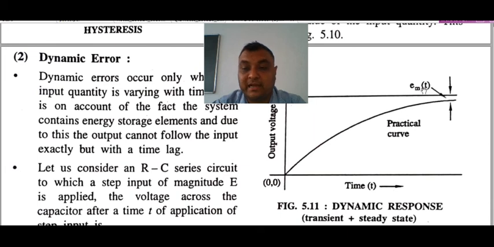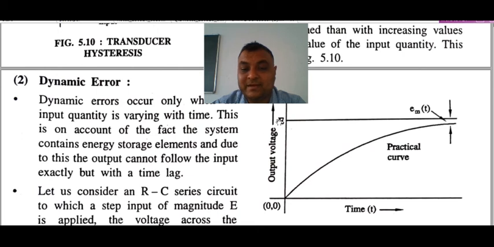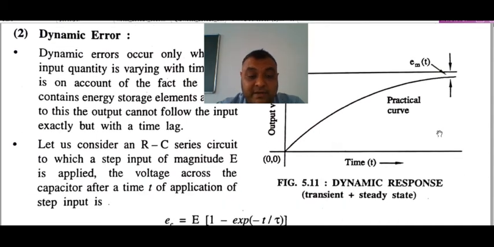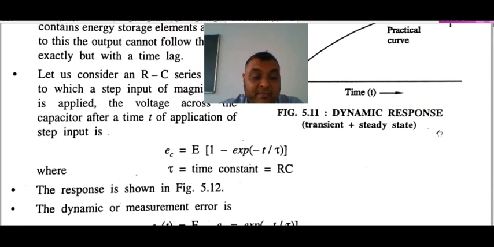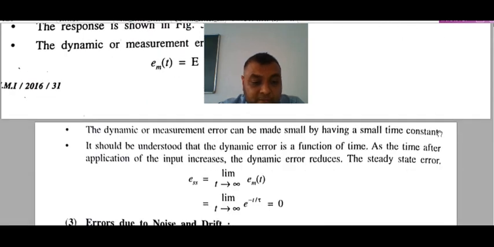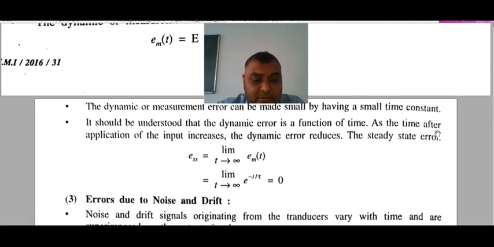At that time, this particular constant voltage you will get, and this is the minimum gap you can achieve at that particular level. That you can consider as a dynamic error. So this is all about the errors that happen.